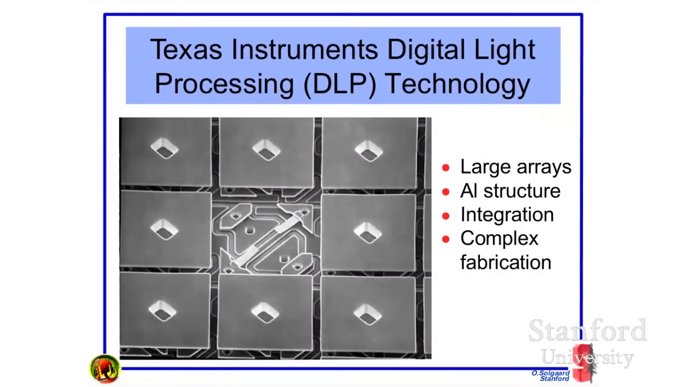Maybe the most famous example is the Texas Instruments projection technology. They call it digital light processing technology. What that is, is little aluminum mirrors, and one of them in the center is ripped off here to show you the sort of substructure.